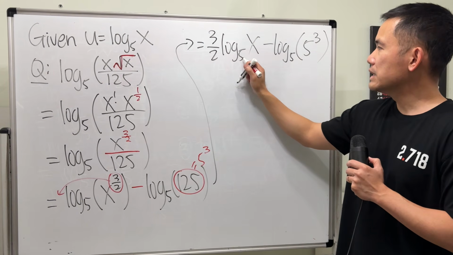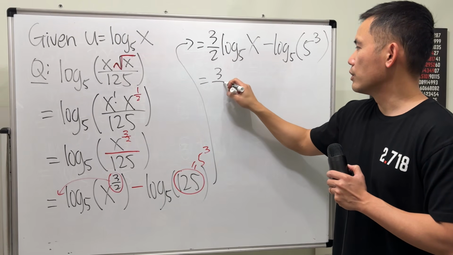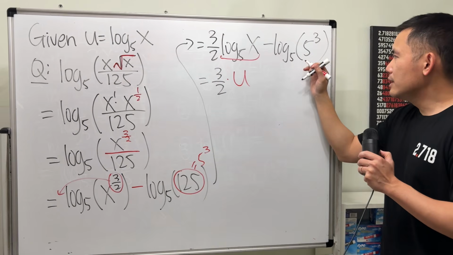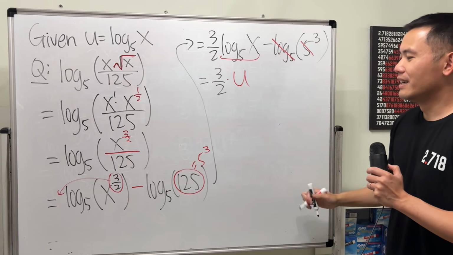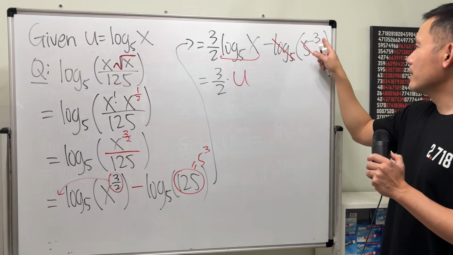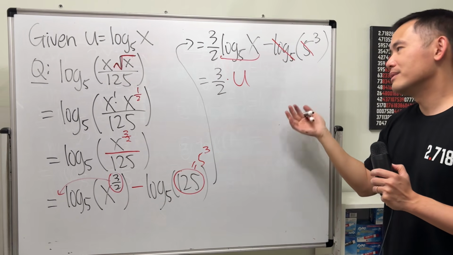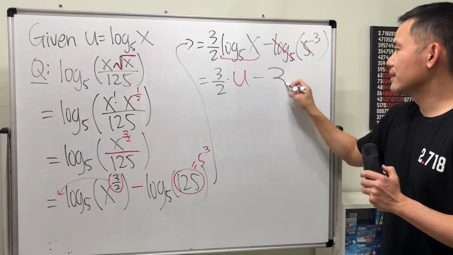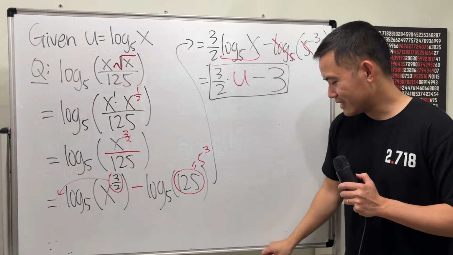Here, log base 5 of x is given as u, so that's 3 over 2 times u. And then for this one right here, well, you can just cancel the log base 5 and then the 5. That's why I wanted to write it like this. You can also think about it as bring the 3 to the front, and then log base 5 of 5 is just 1. Either way, it's just a minus 3 right here. And this is it. That's the answer.